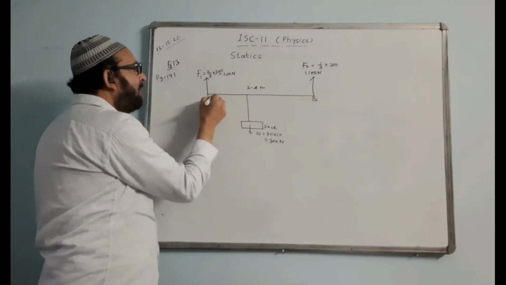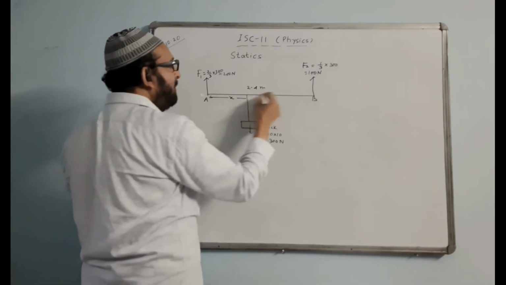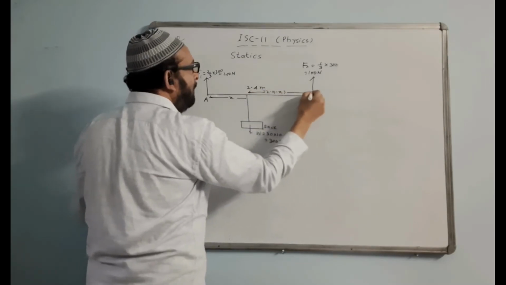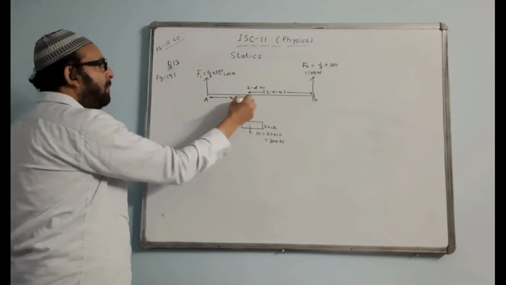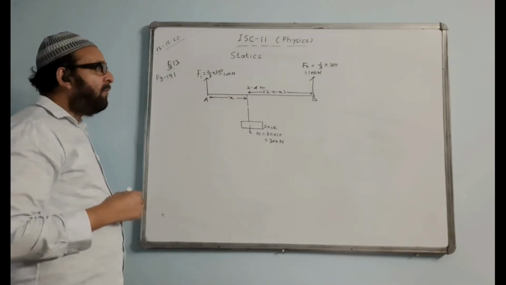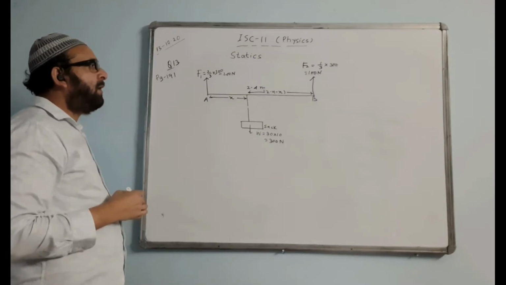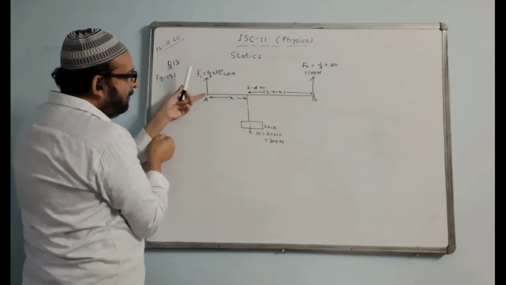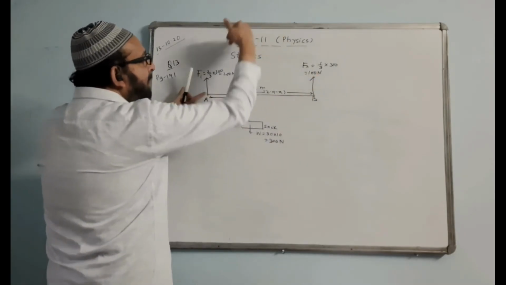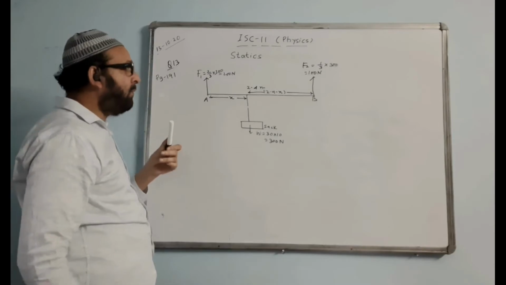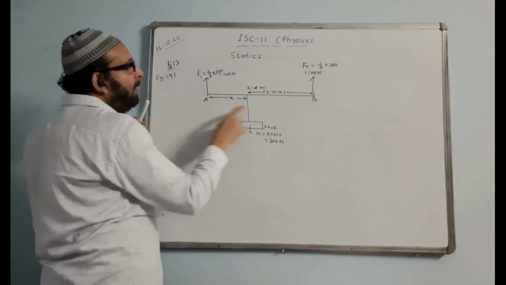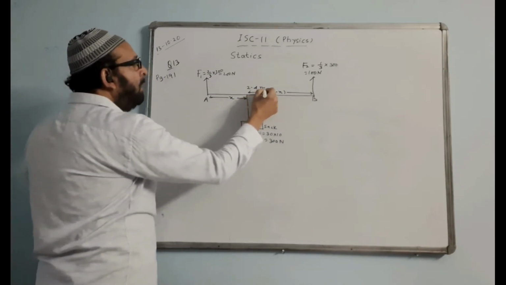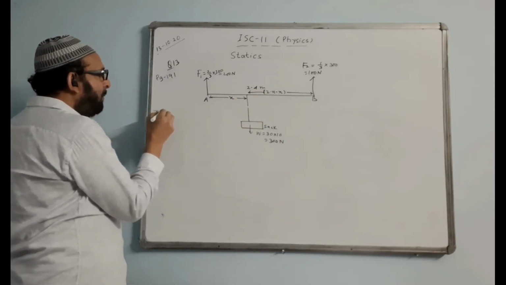Suppose the distance of the sack from A is x. Then the distance from the other one will be 2.4 minus x. Now we can take the moment. If you take the moment about the point A, this will be the clockwise moment and this will be the anti-clockwise moment. The two moments must be equal. We can take the moment either about point A or about point B. Whichever point we take, the answer will come the same.